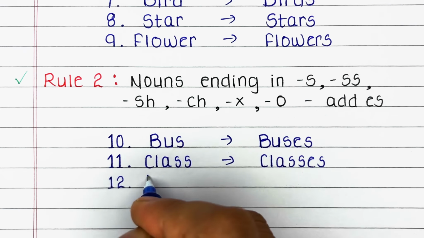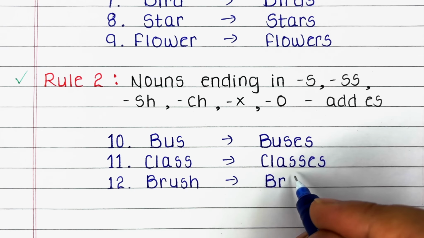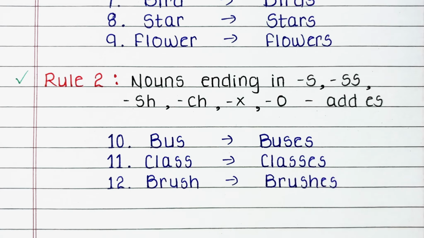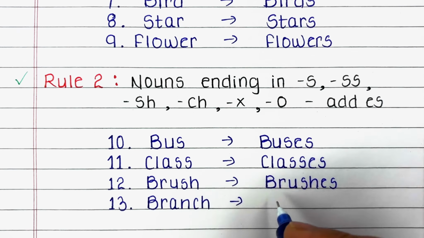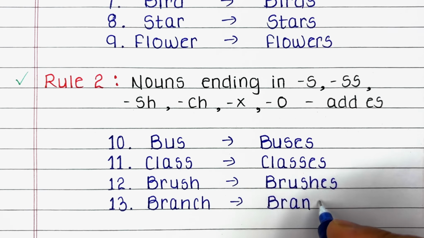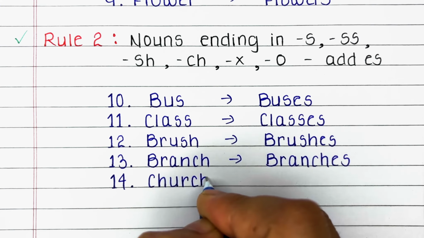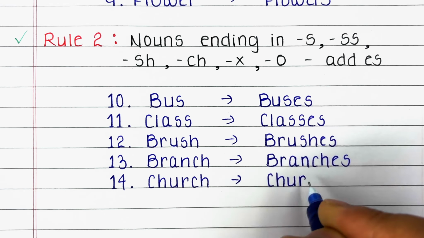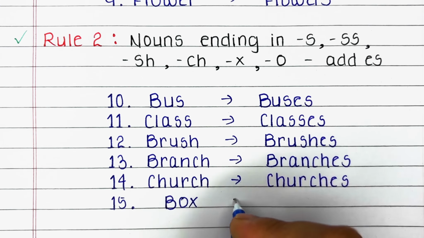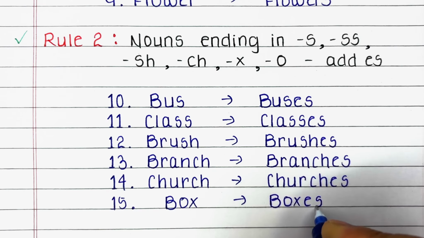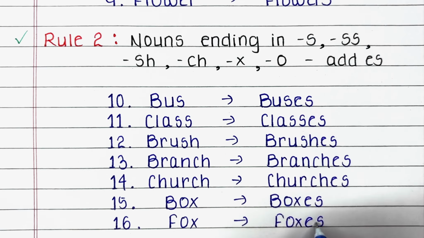Next word is class. The plural form of class is classes. Next word is brush. Its plural form is brushes. Next word is branch. Its plural form is branches. Next word is church. The plural form of church is churches. Next word is box. The plural of box is boxes. Next word is fox. The plural of fox is foxes.